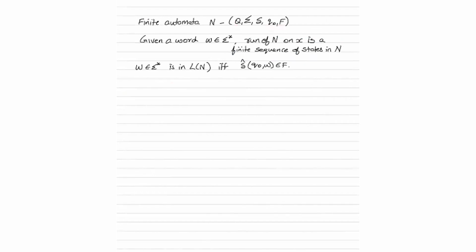What's the idea behind an automaton? You have an input word over the symbols. It's a finite word, and you run the automaton over this word. When you run it, what you get is a sequence of states. The word is accepted by the automaton if the run of the word on the automaton ends up in a final state.